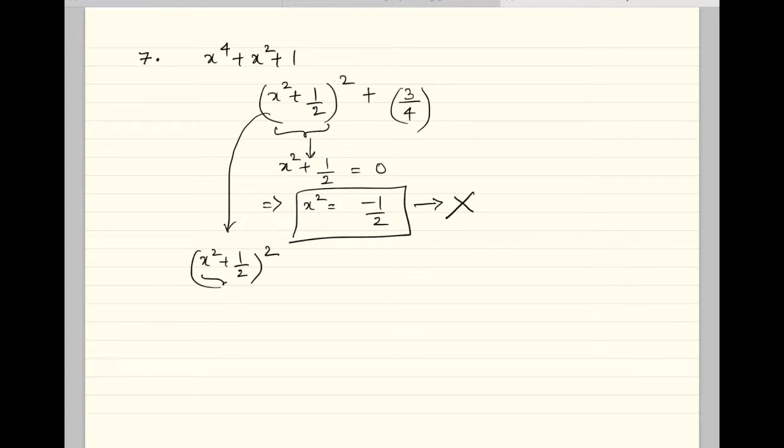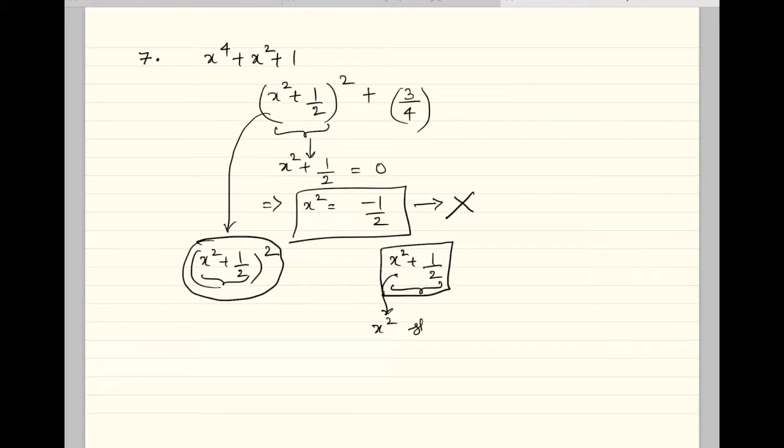Now let's focus on first the term inside the square, which is x square plus 1 by 2. In order for the whole square to be minimum, first you have to minimize this one. Now how do you minimize this one? What is the least possible value of this expression? This will be least when x square is least. X square should be least, correct? When is x square least? When x is 0, simple. So the least possible value of this expression is 1 by 2.